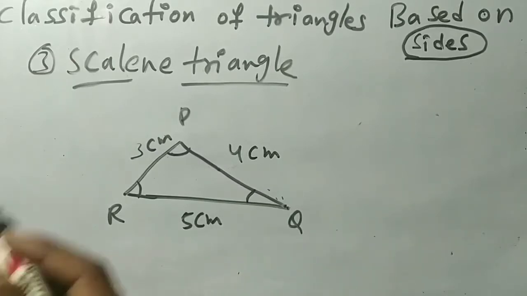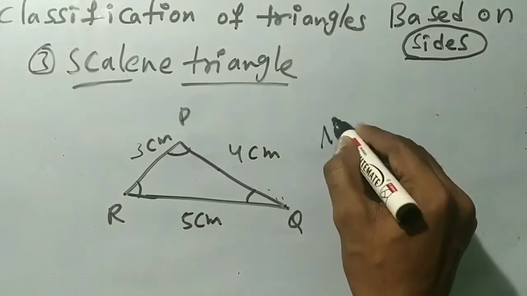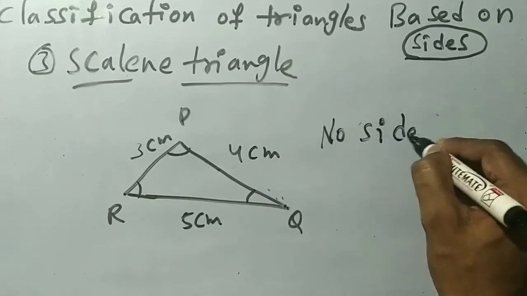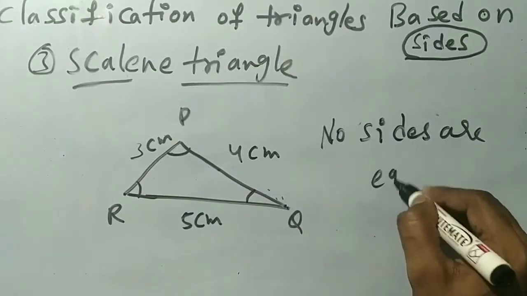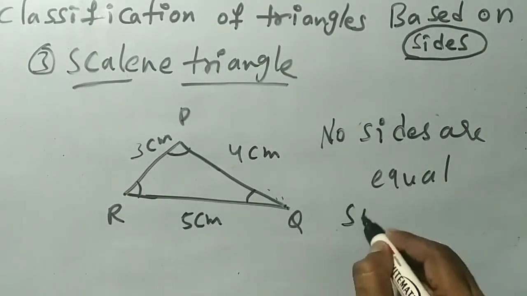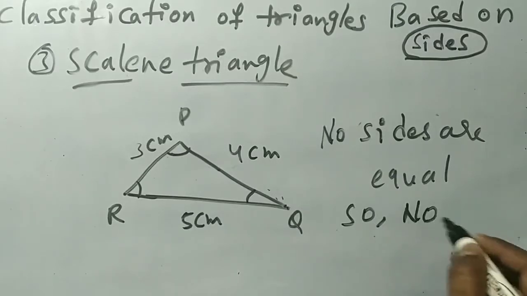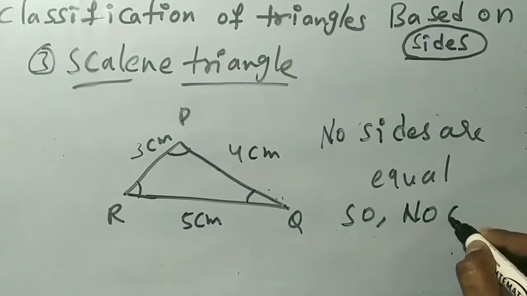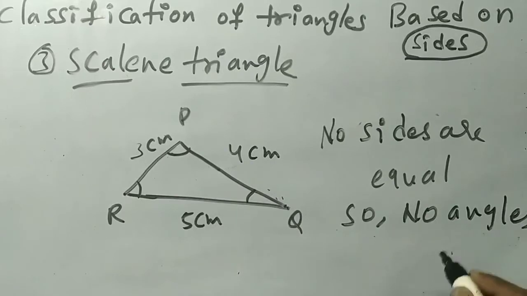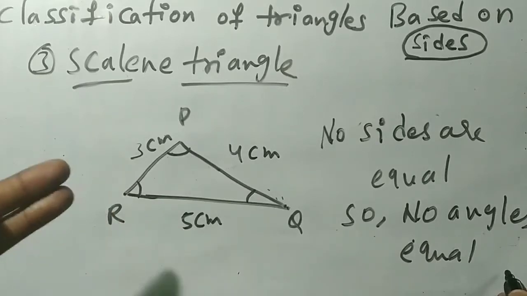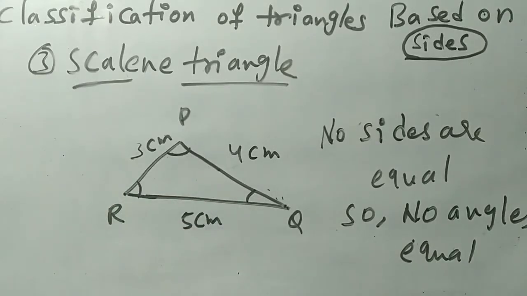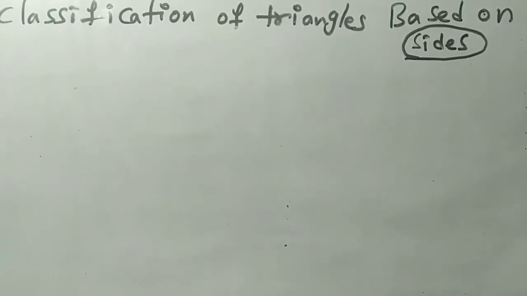So a scalene triangle has no sides equal. So no angles are equal, which indicates that all three angles are different, with different sides. Next we go to the classification of triangles based on the angles.